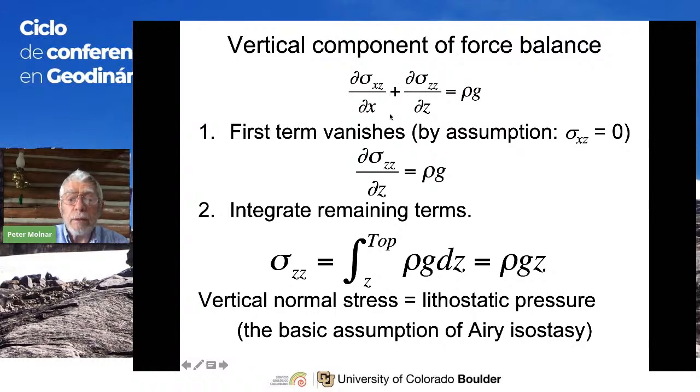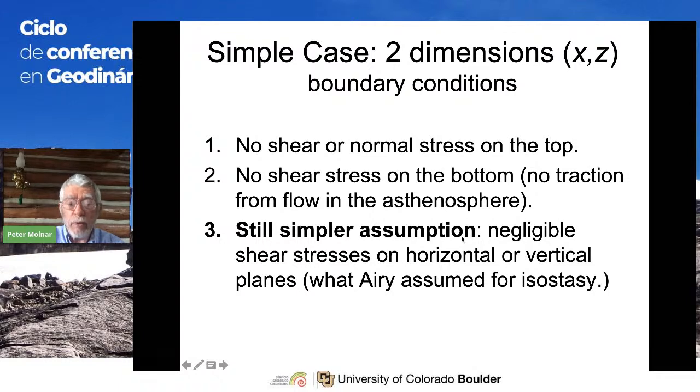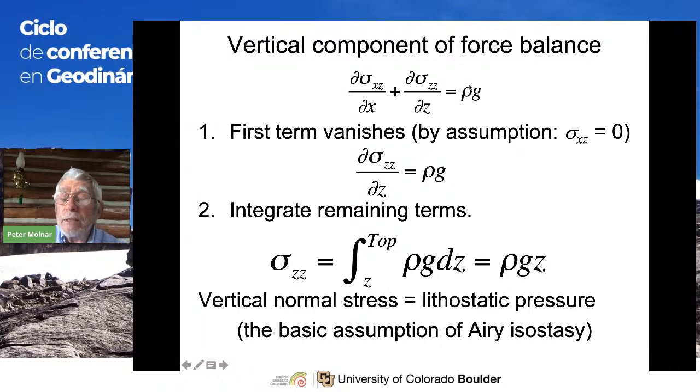And so what I want to do is take you back. Did I state the assumption? Negligible shear stresses on horizontal or vertical planes. So if we take that second equation, what we're saying is that this quantity is zero. The first term vanishes. There's no shear stress on vertical or horizontal planes. So this just goes away. And hence this top equation reduces simply to the vertical gradient in the normal stress being equal to rho g. Well, this is what we assumed already.